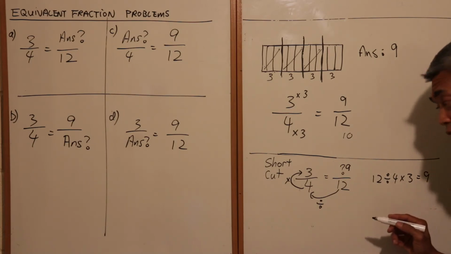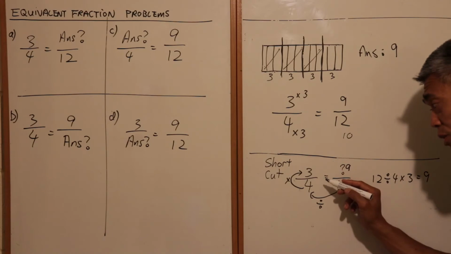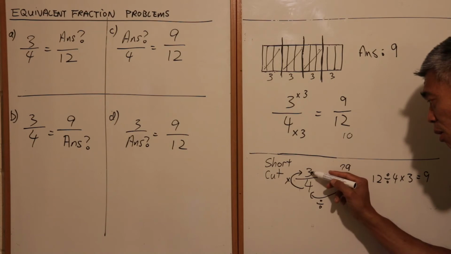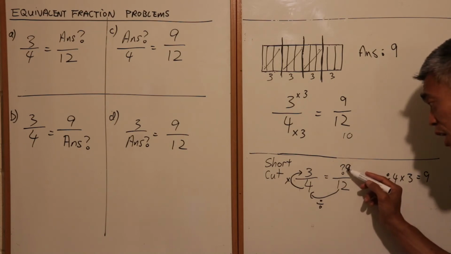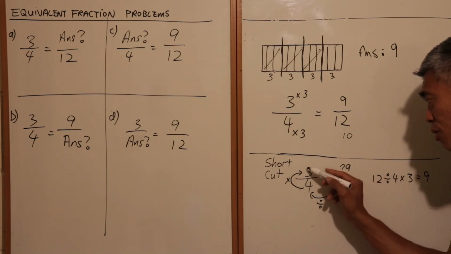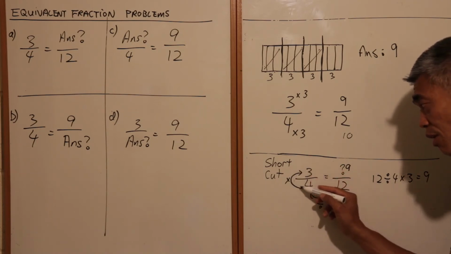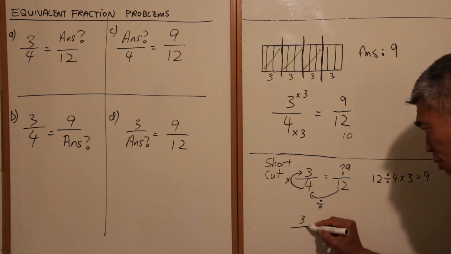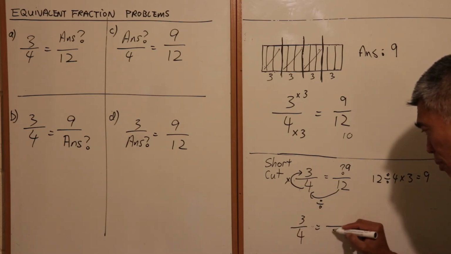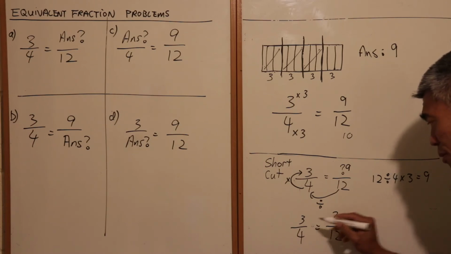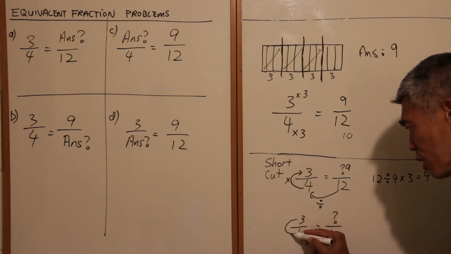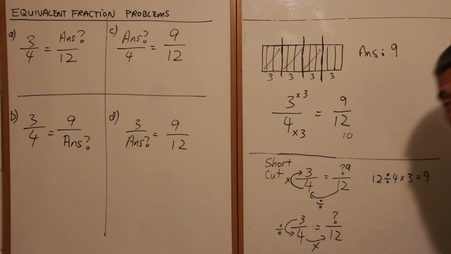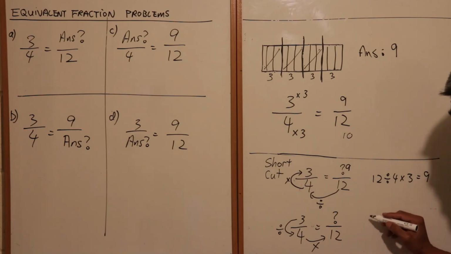Now, incidentally, it works the other way around as well. So starting from the number on the opposite side of the unknown number, I go 3 divided by 4 times 12. So that's the unknown number. I go 3 divided by 4 times 12. This will also give me the same answer.